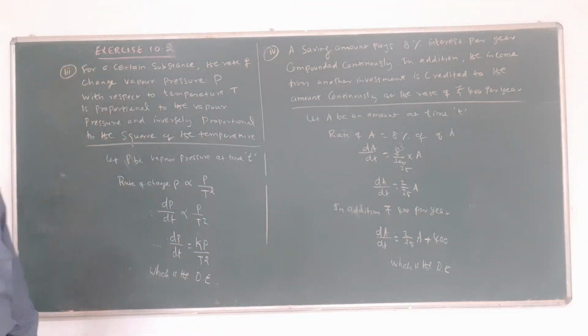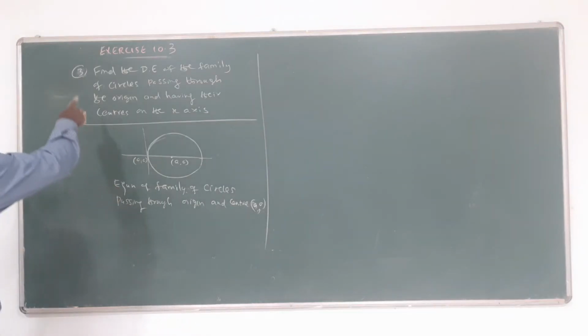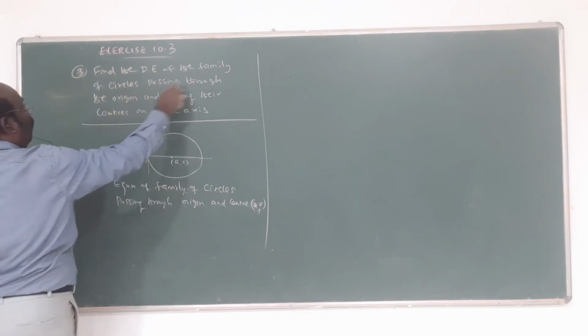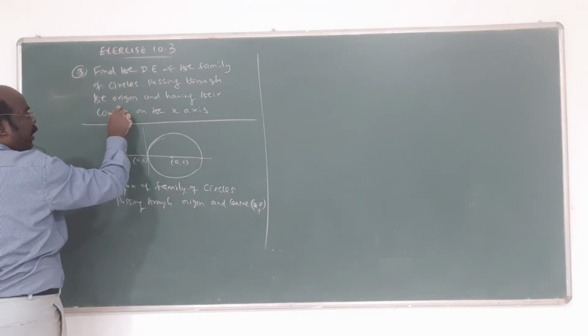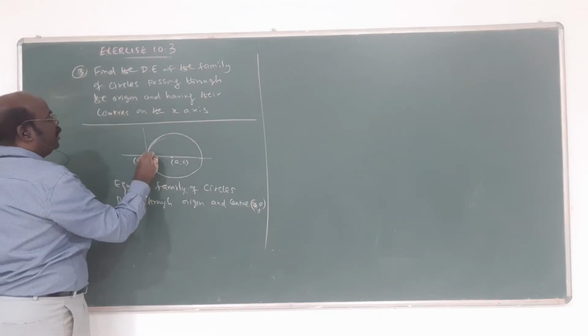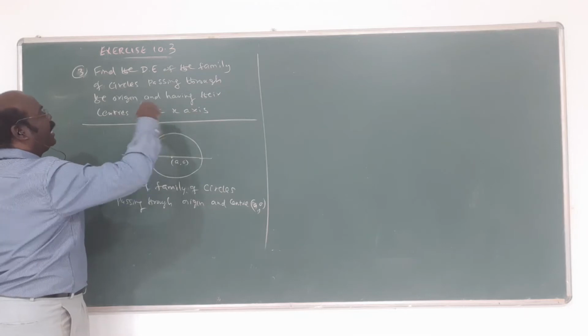This is a different equation. One more. Now the third question. Find the differential equation of the family of circles passing through the origin and having the center on the x-axis. Pass through origin (0, 0) and the center on the x-axis.